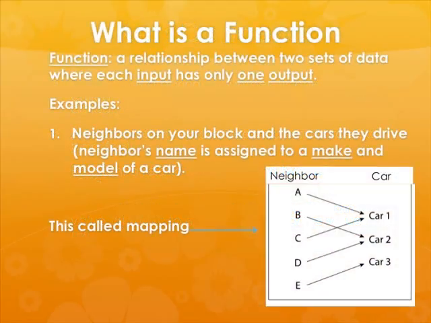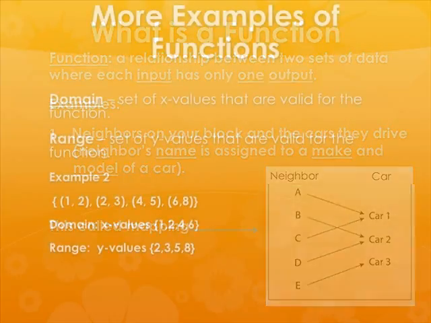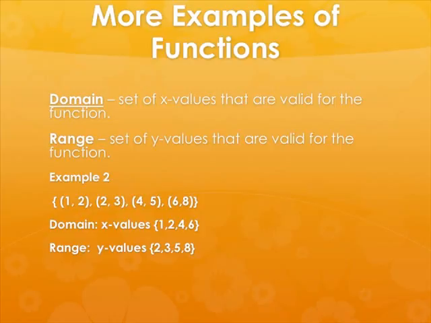What is a function? A function is a relationship between two sets of data where each input only has one output. And here's an example that's called mapping. Each neighbor is mapped to a car. In this case, the neighbors are from A to E and they're mapped to cars 1, 2, and 3. So we know the domain is the set of x values that are valid for the function, and the range is the set of y values that are valid for a function.